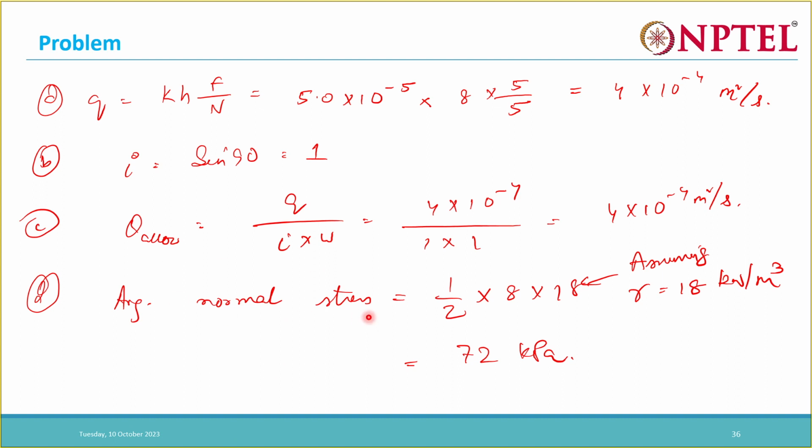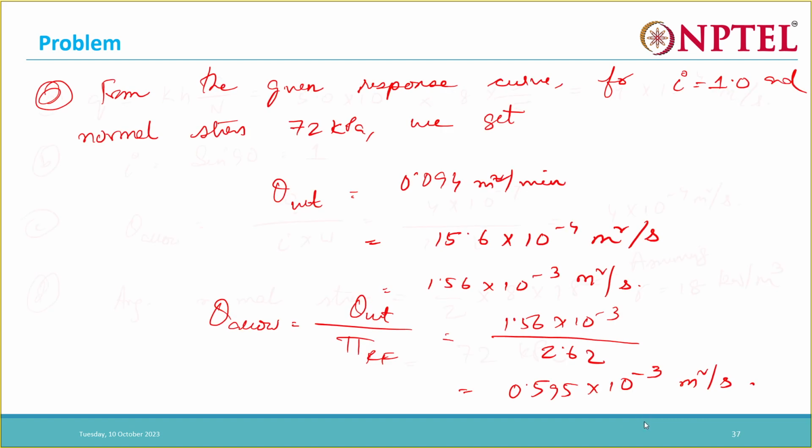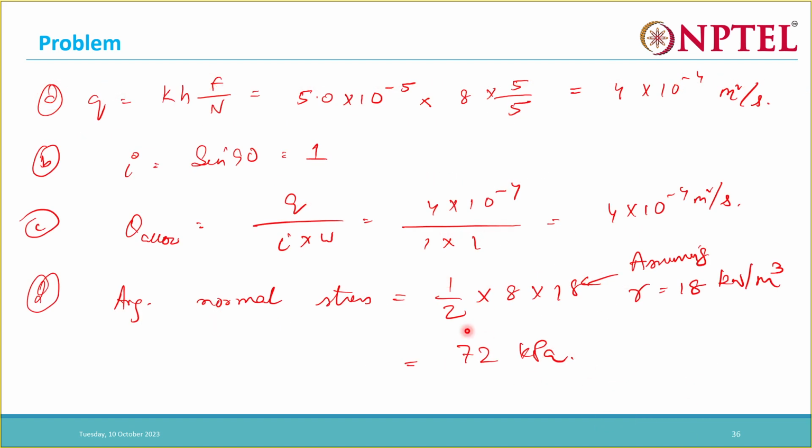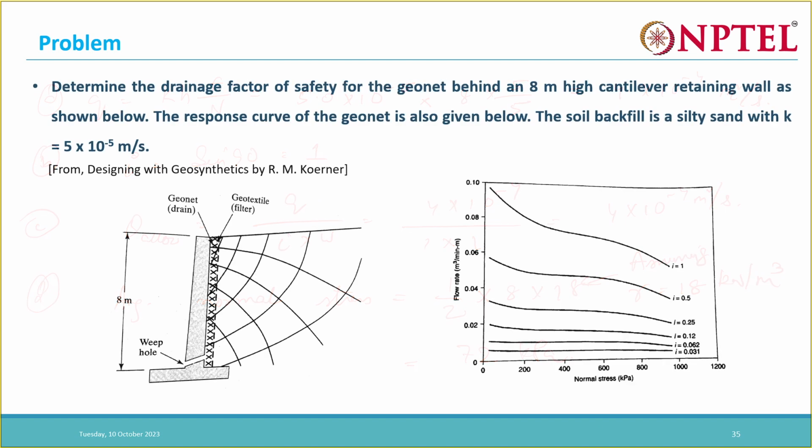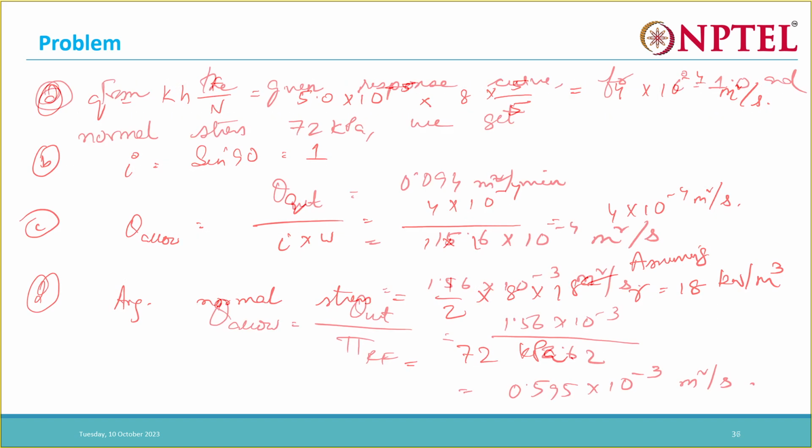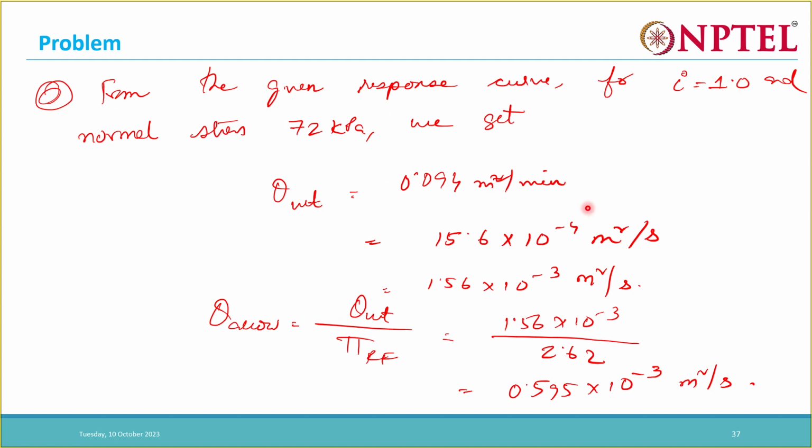Then we find out the average normal stress. So half into 8 into 18, assuming gamma is 18, so we get 72 kPa. Now corresponding to 72 kPa, an I of 1, approximately we get, so I of 1, this is the curve, so somewhere here we get the flow rate. The flow rate is taken as 0.094 meters square per minute.